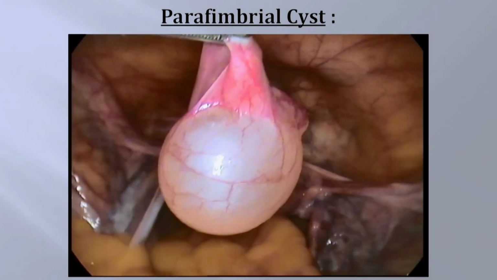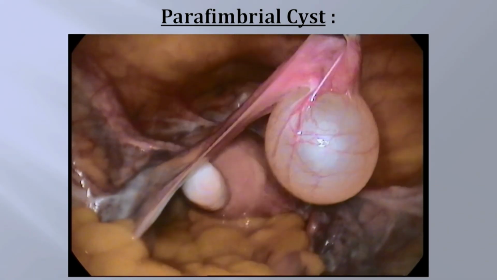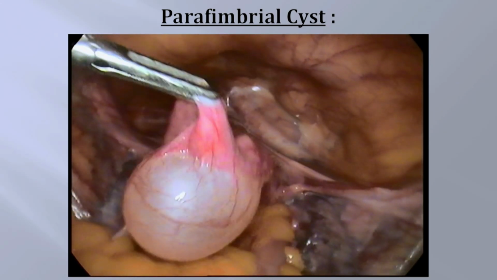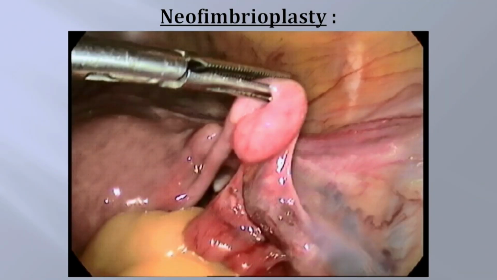Now this is a parafimbrial cyst. Why remove a parafimbrial cyst? Because sometimes due to that pressure, the fallopian tube drops into the POD and cannot lift up the egg from the ovary. Now this is a case of neofimbrioplasty.